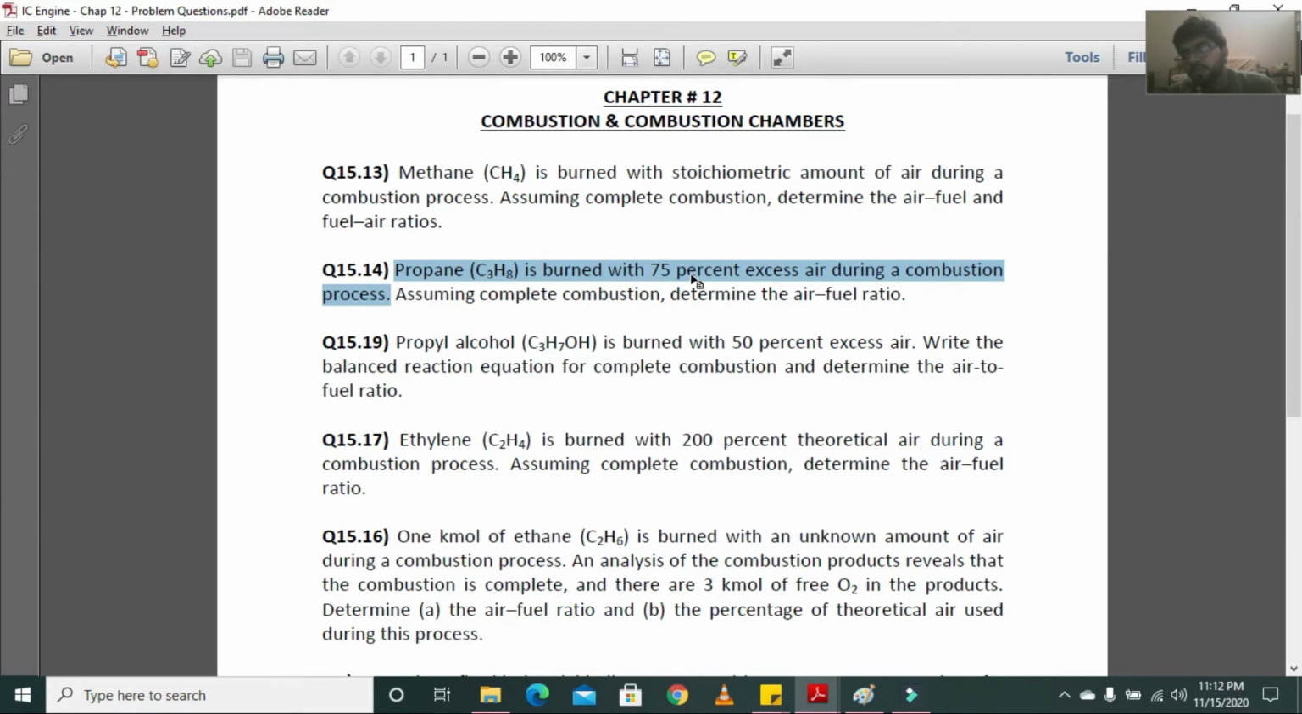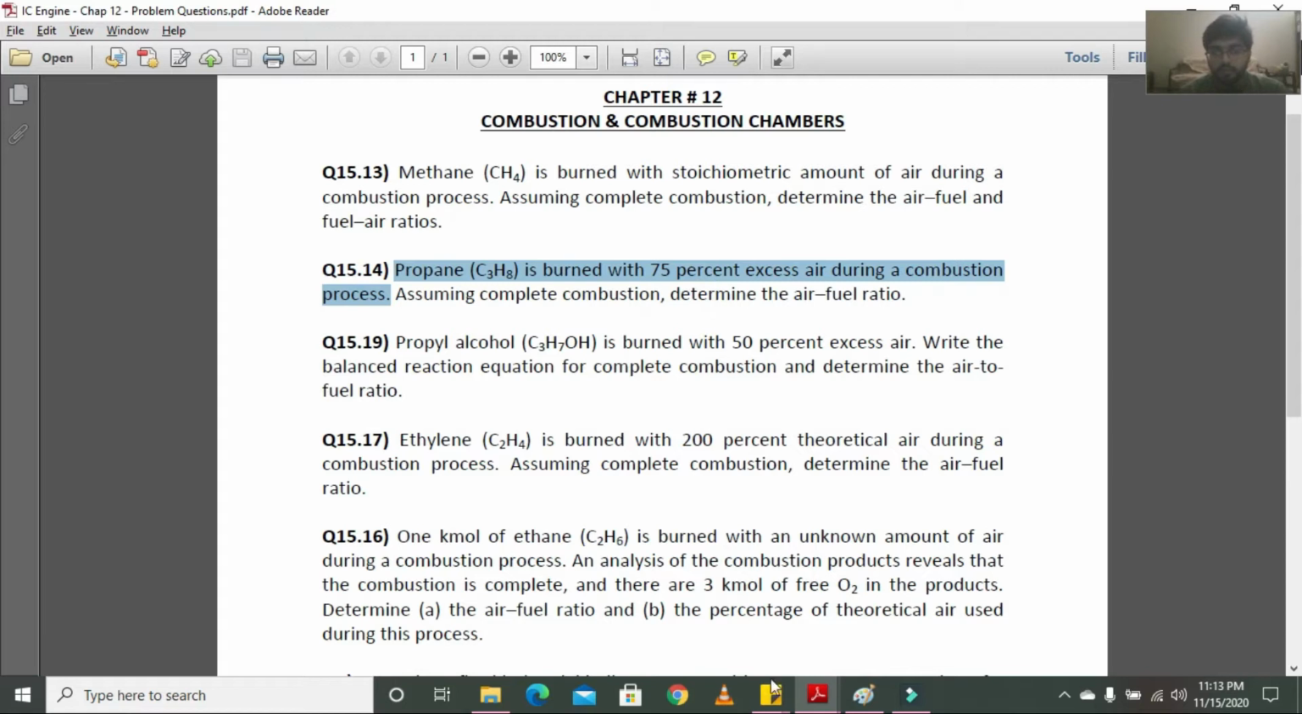So this is the main difference between the first question and the second question. In the first question, the methane was burned with the stoichiometric amount of air, but here the propane is being burned with an excess amount of air, 75% excess air. Now assume complete combustion. You have to determine the air fuel ratio.